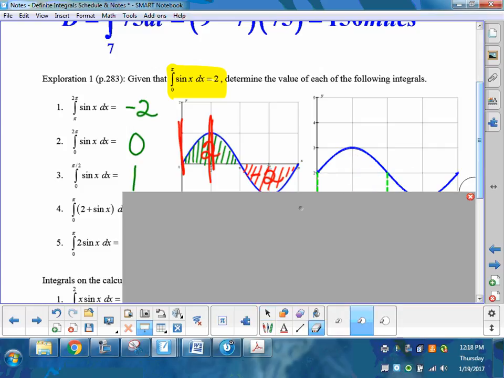Next one up, this is the one that's the most interesting to see if you get. Looking at this next bit, we have to go through and you've got to evaluate out 2 plus the sine of x. What's that causing to happen to your sine graph? What's that?